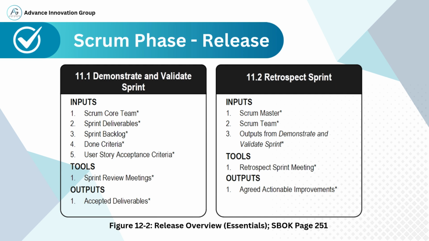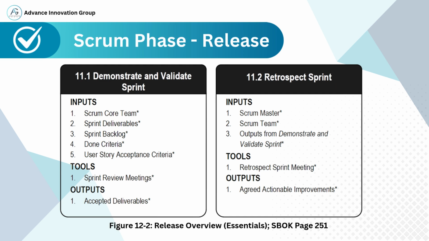Inputs for this process include: 1. Scrum Core Team, the team responsible for building the deliverables. 2. Sprint deliverables, the features or product increment completed during the sprint. 3. Sprint backlog, the list of tasks and user stories chosen for the sprint. 4. Done criteria, the definition of done that ensures quality and completeness. 5. User story acceptance criteria, the conditions that a user story must satisfy to be accepted.